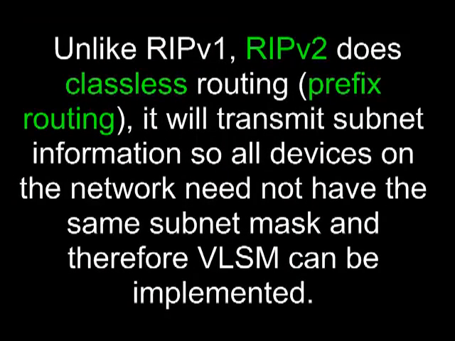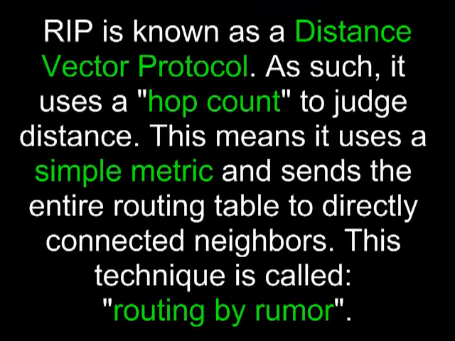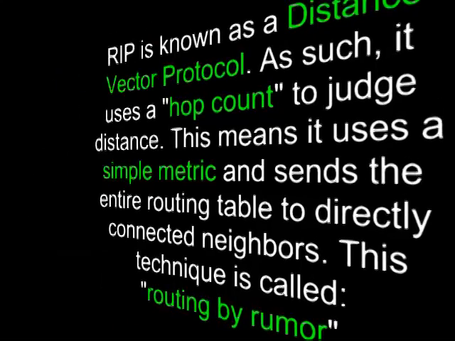Unlike RIP version 1, RIP version 2 does classless routing, or prefix routing. It will transmit subnet information so all devices on the network need not have the same subnet mask, and therefore VLSM can be implemented. RIP is known as a distance vector protocol. As such, it uses a hop count to judge distance. This means it uses a simple metric and sends the entire routing table to directly connected neighbors. This technique is called routing by rumor.